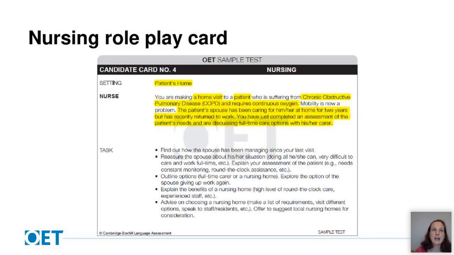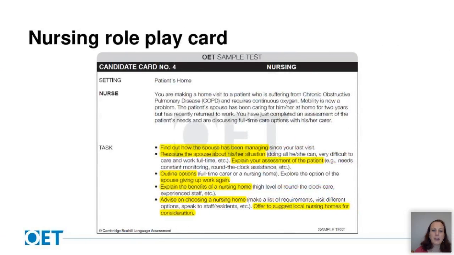So this card has 5 tasks, and again, I've highlighted the important details. You'll notice that I haven't highlighted the information in brackets because, as I've just mentioned, that information is optional and you can use it, but if you are going to use it, there's a good chance that you will need to alter it in some way to make it suitable for the patient, or in this case, the carer.